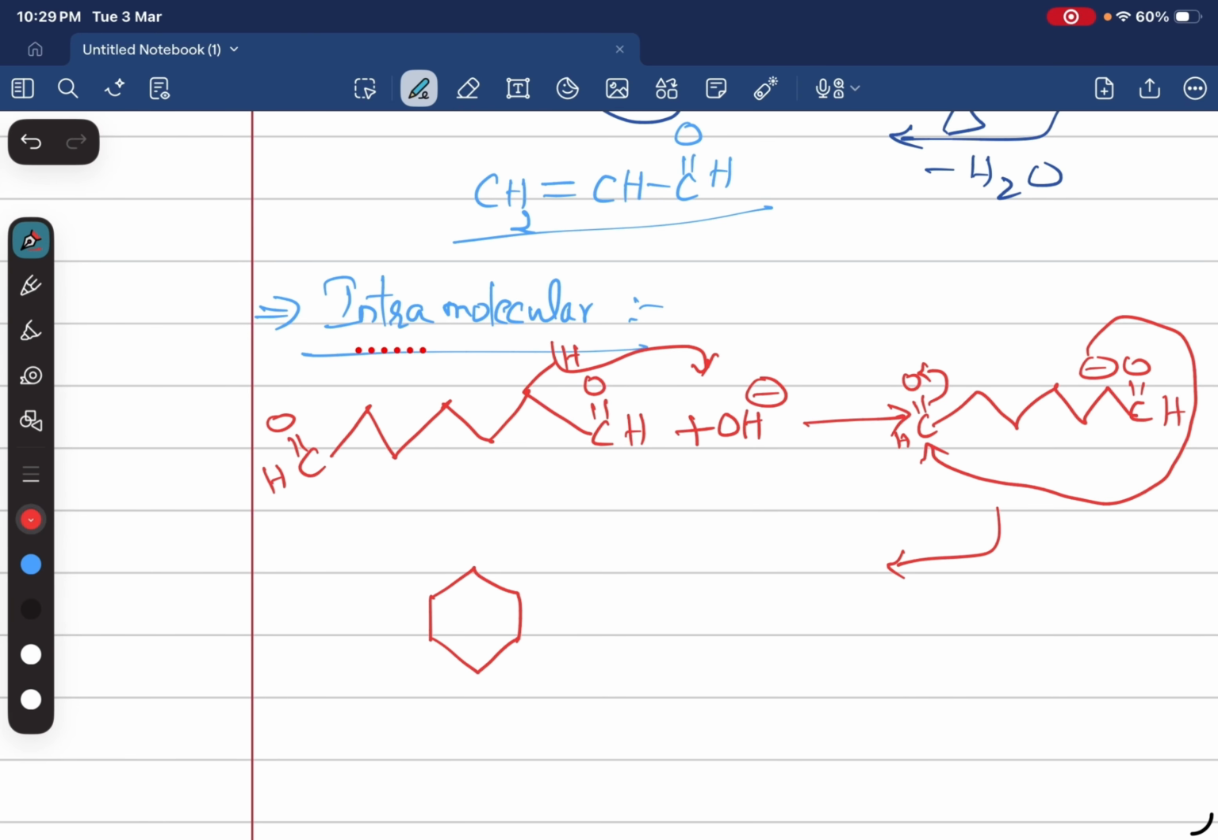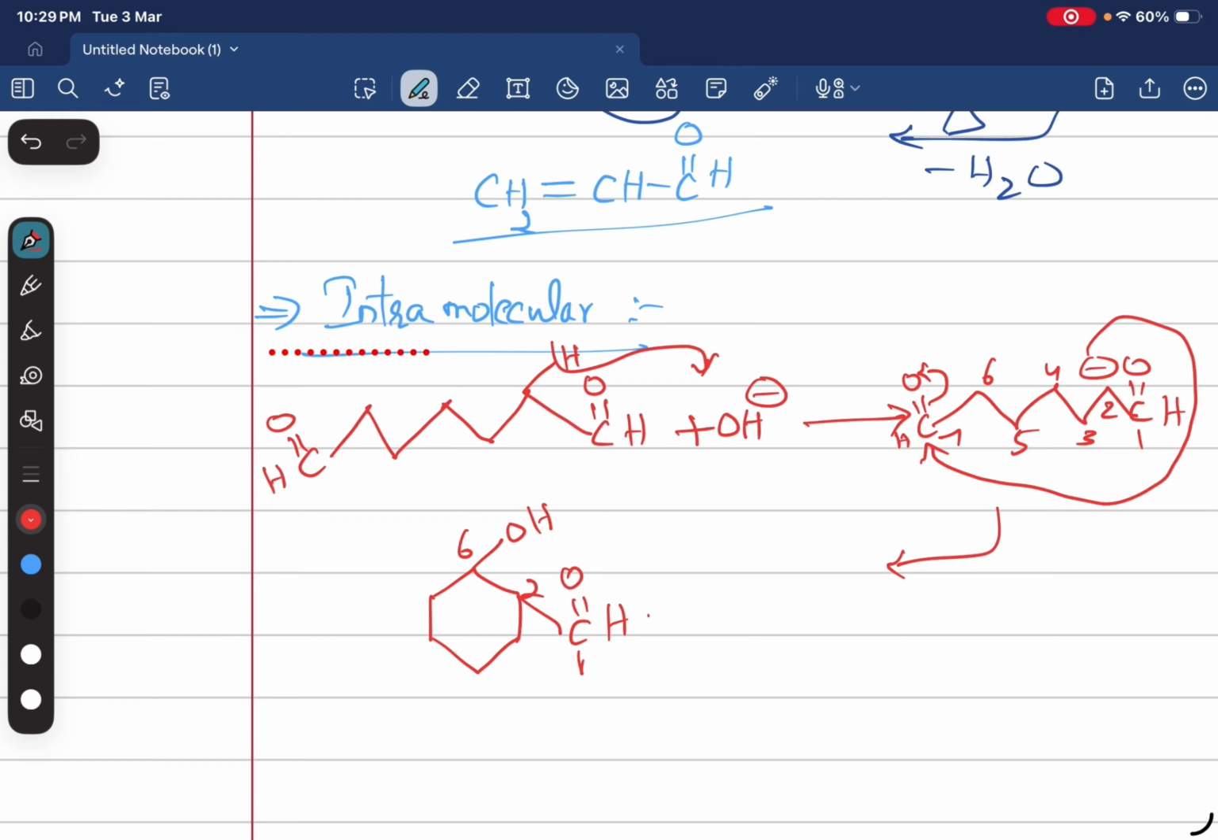A 6-membered ring. Let us take this as 1, 2, 3, 4, 5, 6, 7. So the second carbon, let us take this one. This is connecting to the first carbon, which is CHO, and this will be the 6th carbon. This becomes an OH group. That's how the reaction happens: 1, 2 and 6.